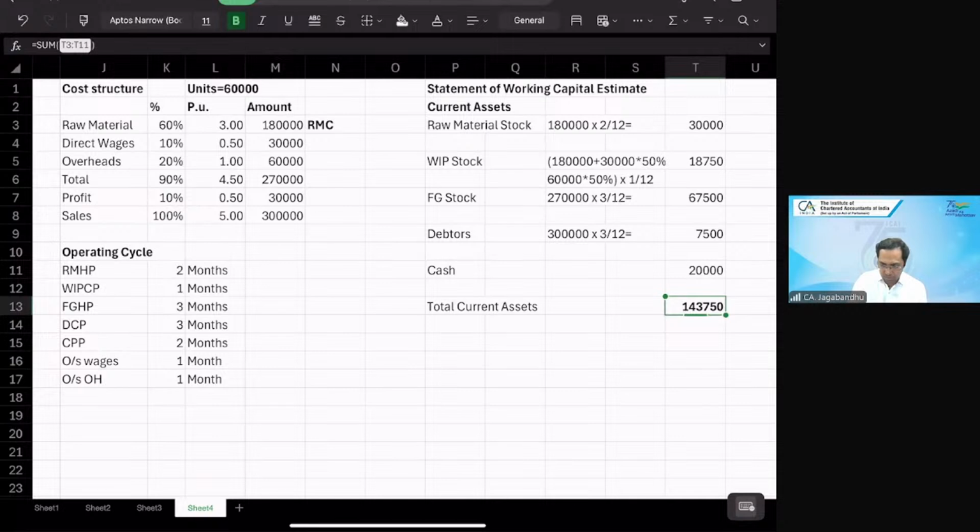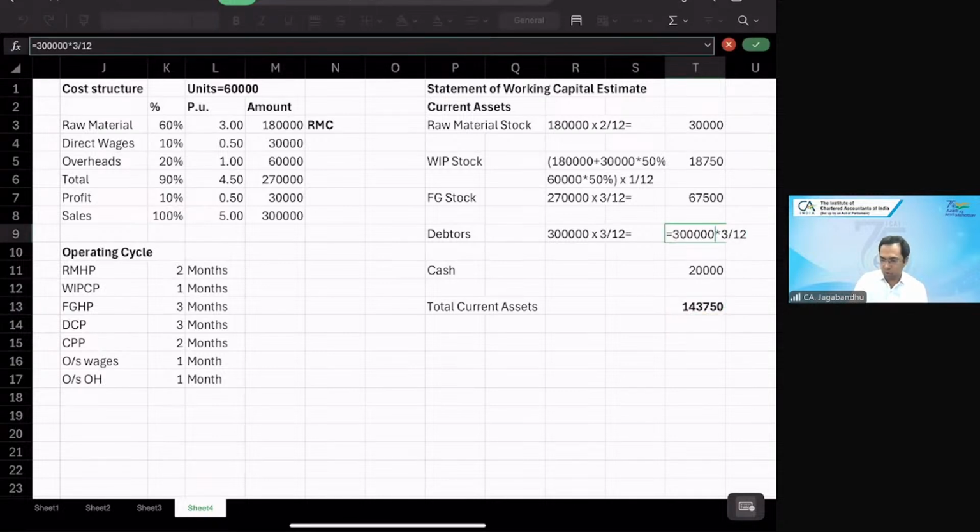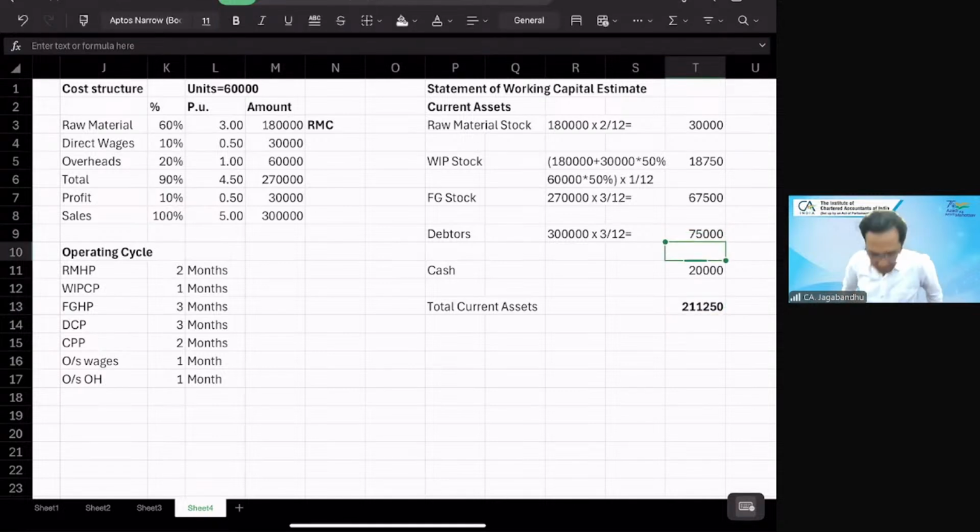Check debtors. Some problem? Yeah, zero problem. Yes. Now is it okay? Is it okay now, guys? Debtors.